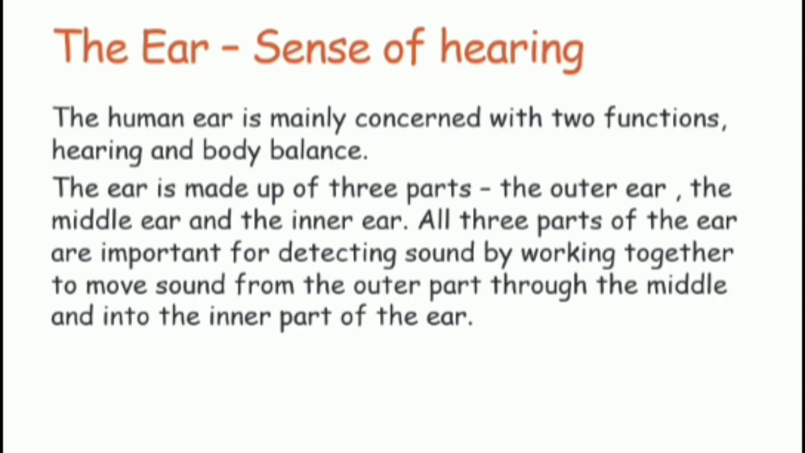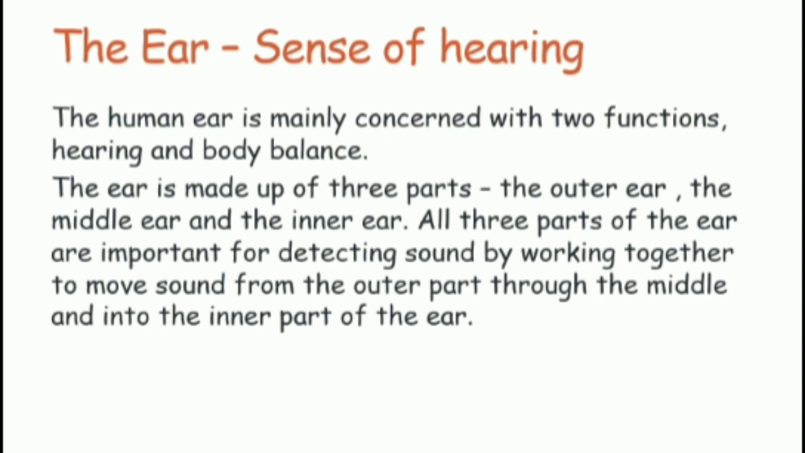First of all, the ear, sense of hearing. The human ear is mainly concerned with two functions, hearing and body balance. So the human ear not only helps in hearing, it also maintains our body balance. Now, the ear is made up of three major parts: the outer ear, the middle ear, and the inner ear. All three parts of the ear are important for detecting sound by working together to move sound from the outer part through the middle and into the inner part of the ear.